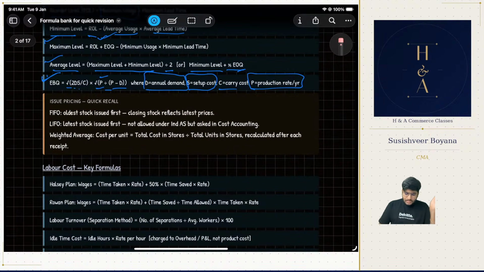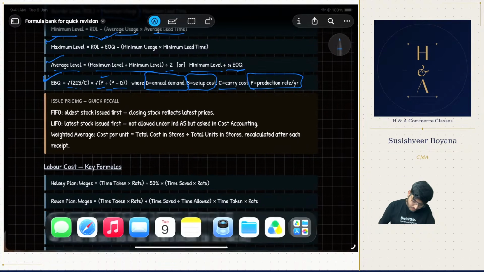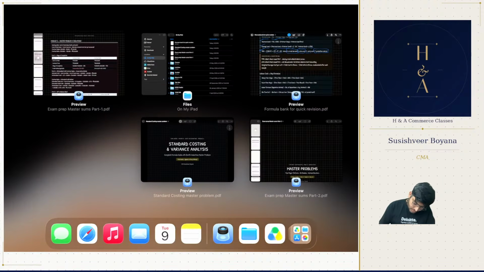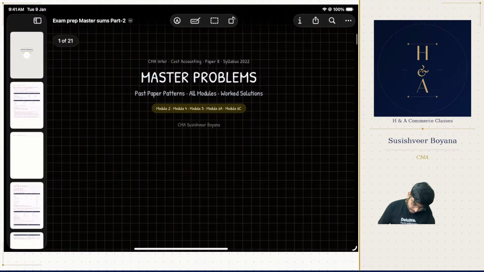Majorly, we also get questions based on finding out the value of inventory or the closing stock value using FIFO and using weighted average. Actually, let me take you guys to this sum and we can cover it right now.